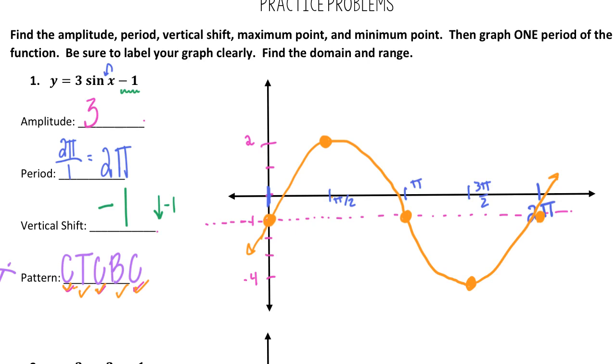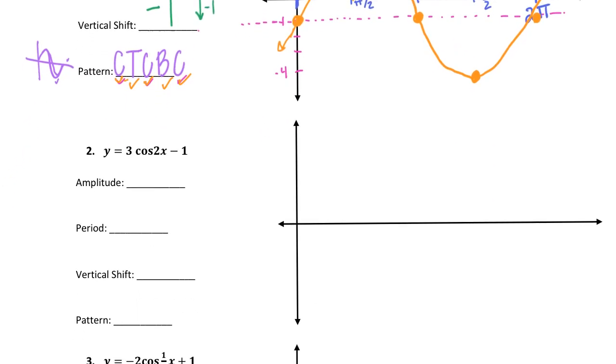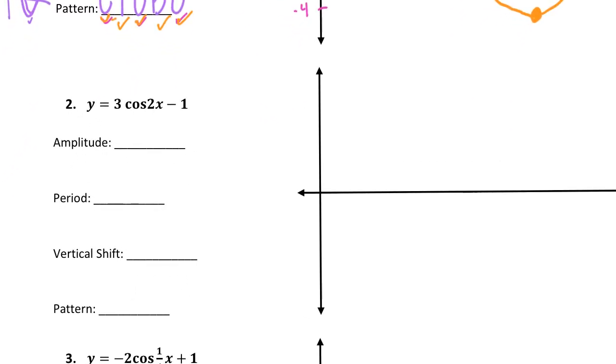Let's do that off to the side. Domain is never going to change. It's a periodic function, meaning it continues on forever and ever in this same cycle, so it's negative infinity to positive infinity. The range goes down to our lowest y value of -4 and our highest y value of 2, inclusive, meaning you should have brackets. Let's move on down and try out the cosine curve beneath here.